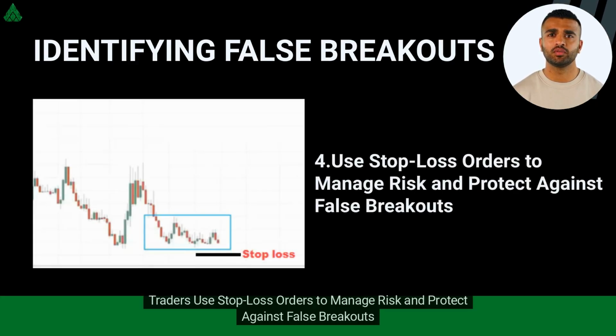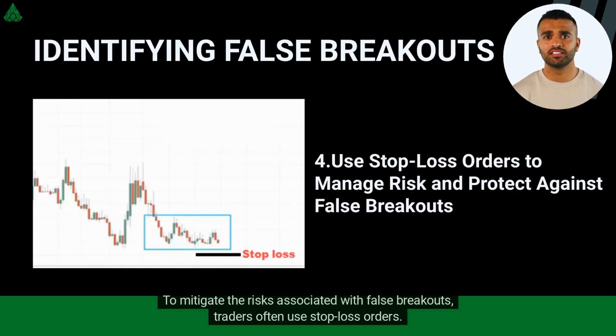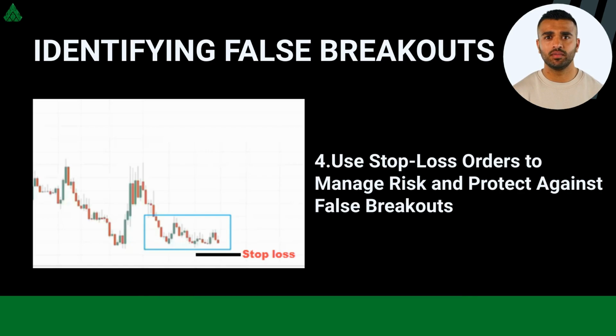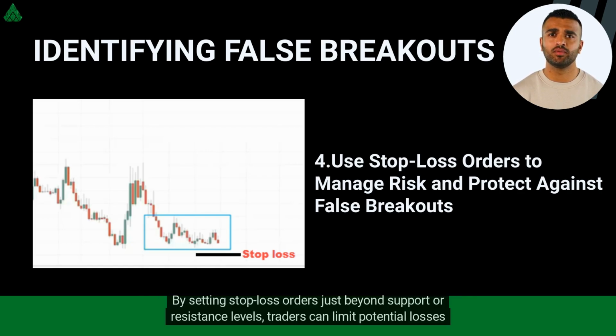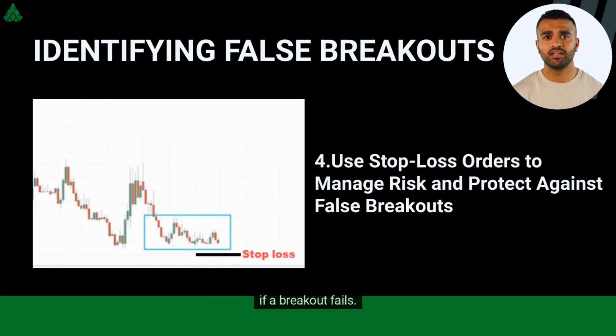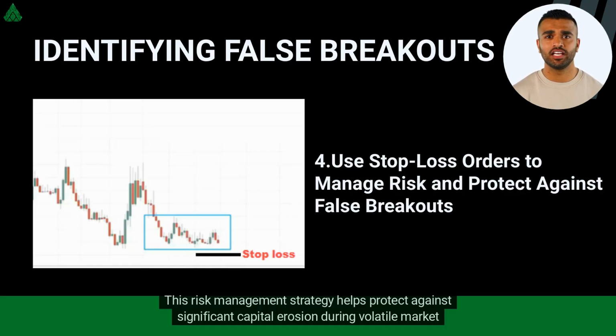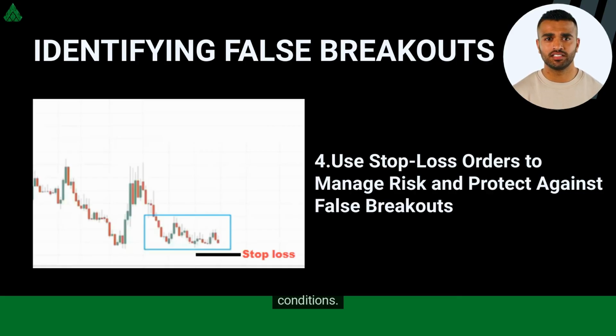Traders use stop-loss orders to manage risk and protect against false breakouts. To mitigate the risks associated with false breakouts, traders often use stop-loss orders. By setting stop-loss orders just beyond support or resistance levels, traders can limit potential losses if a breakout fails. This risk management strategy helps protect against significant capital erosion during volatile market conditions.